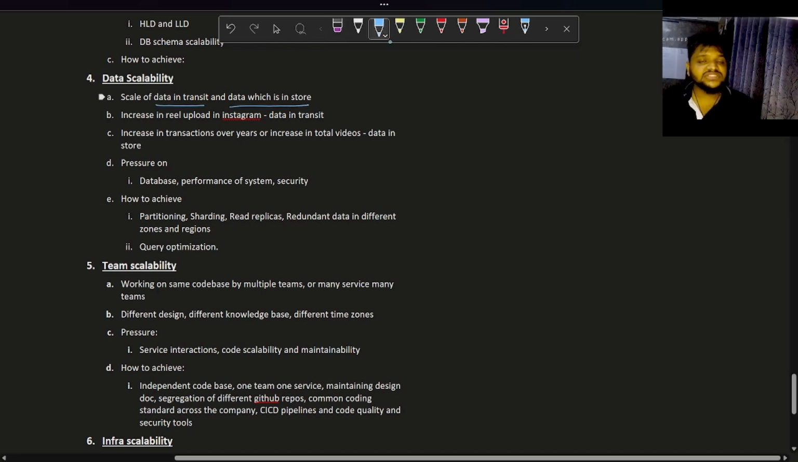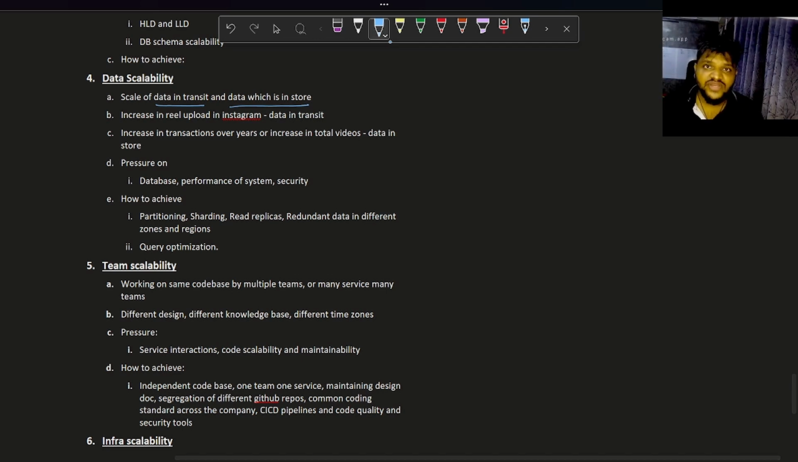When I'm saying data in transit, what does that mean? Let's take an example of Instagram. Let's say Instagram has this stat setting like, okay, on every hour I would be getting 10 GB of video upload requests. We generally shoot reels and upload them on Instagram. So it has this stat: on every 1 hour I should be getting upload requests of reels, which sum up to 10 GB of data.